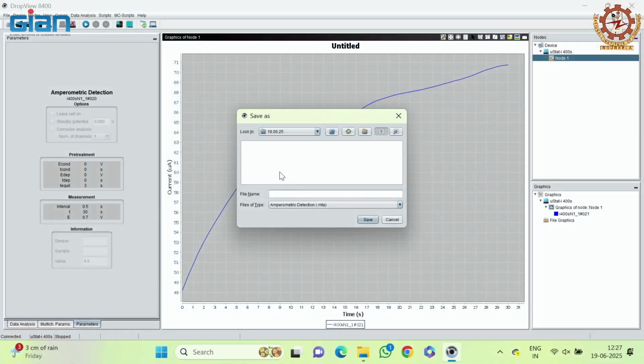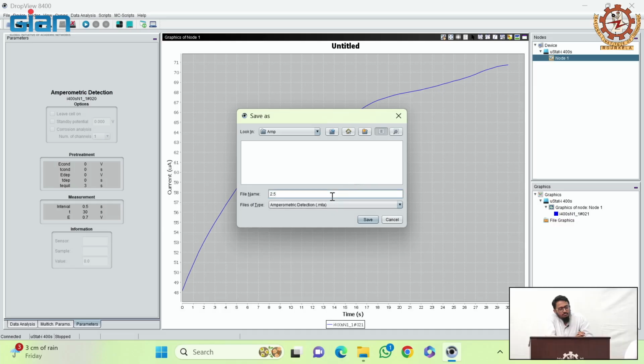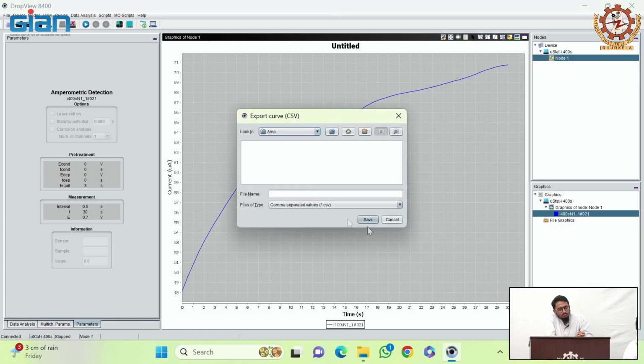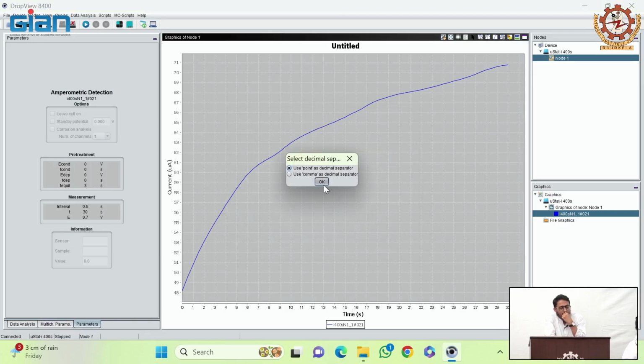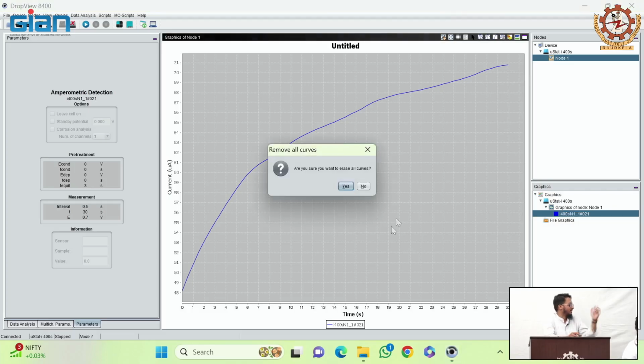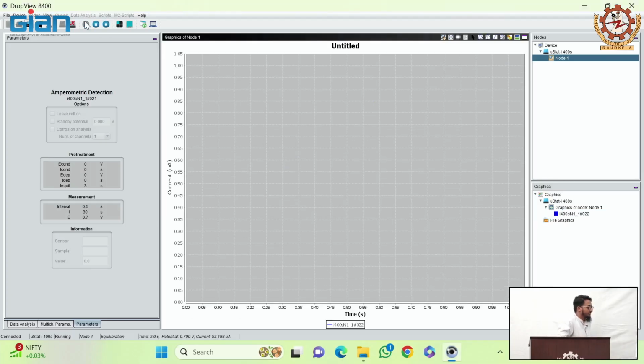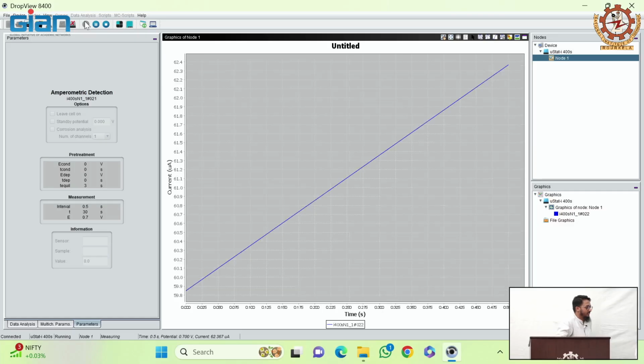You can save the files as you go. Ready? Screen. Okay, now we are ready to start the third one, which is 5 millimolars, and then the last one, which is 7.5 millimolars.